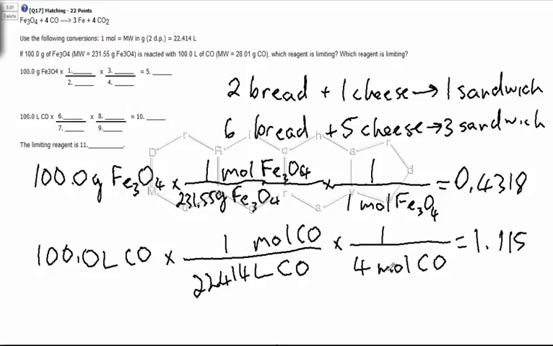So the one that's got the smallest mole ratio there is the Fe3O4, so that becomes our limiting reagent. That's the one that ends up being used up first.